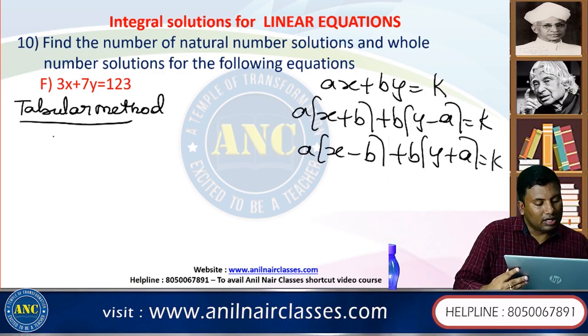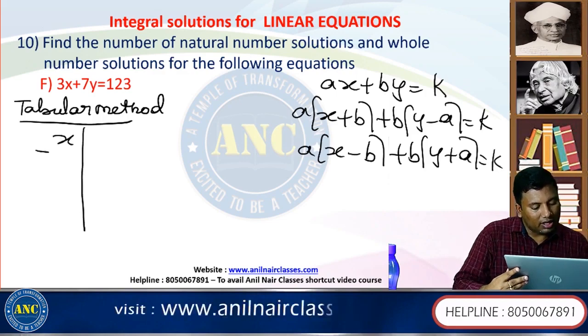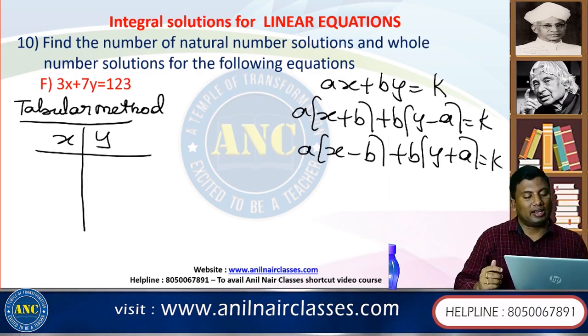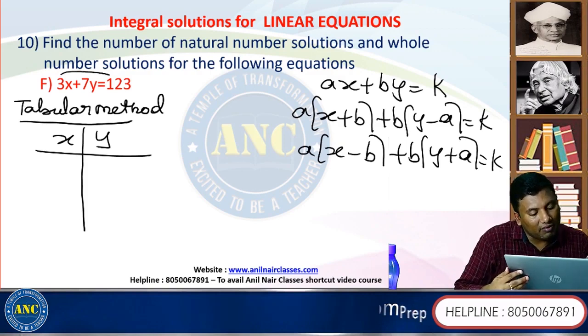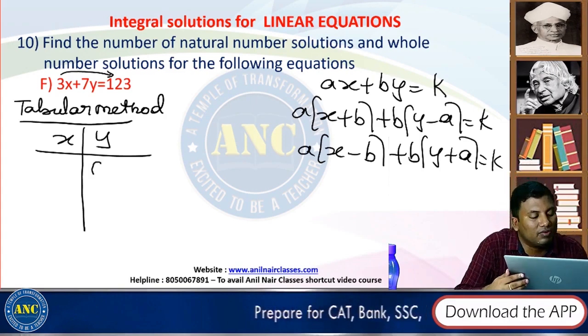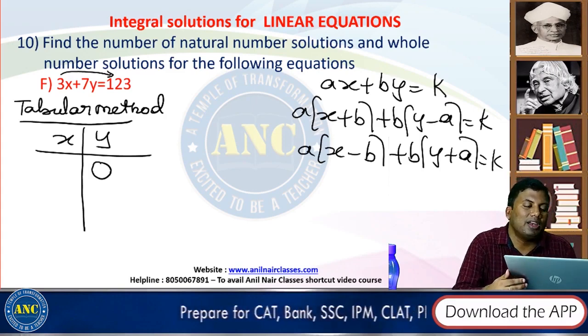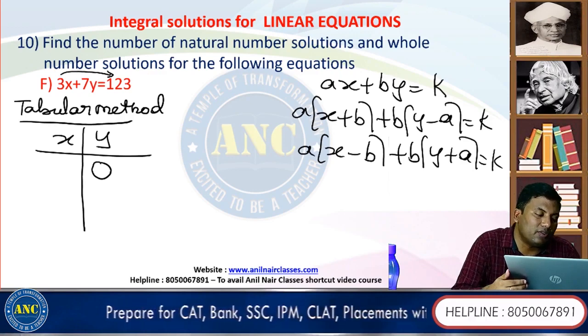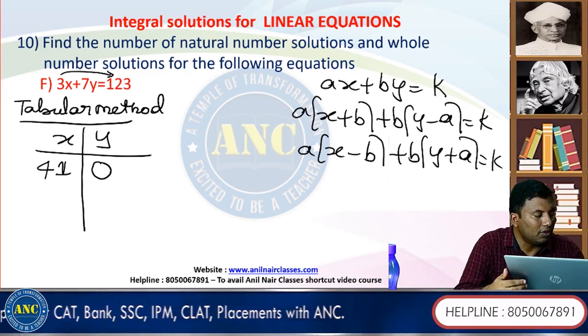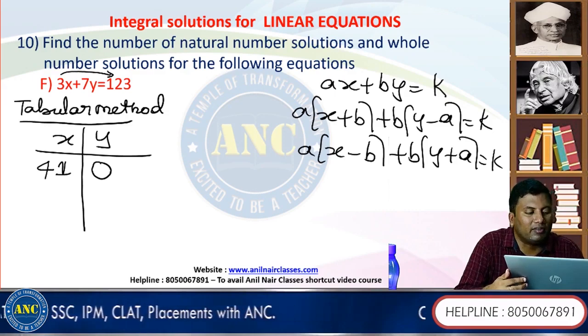Now see here, tabular form x and y. Start with that one which is not a factor of right hand side. 3 is a factor of 123, 3 41s are 123. So start with y value 0. If y value is 0, 3x is 123, x is nothing but 41.